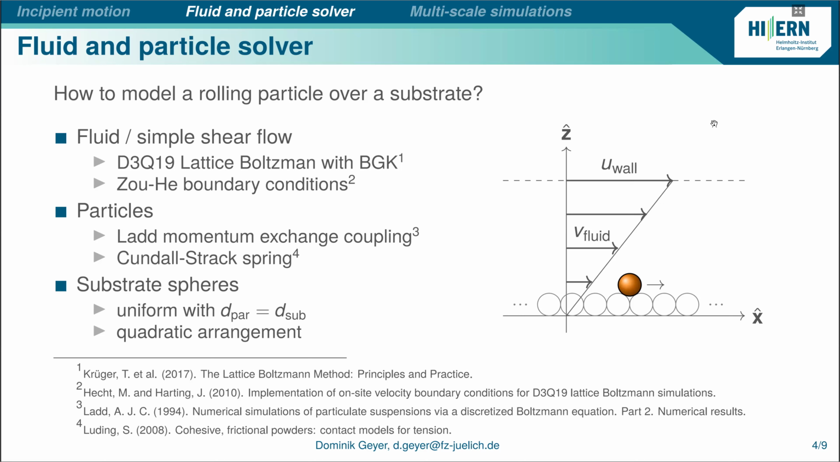We have the particles coupled by the momentum exchange coupling by Ladd. And we implemented a Cundall-Strack spring to implement the friction between the particles. And as I already told you, the substrate is uniform, so the particle radius of the substrate and the moving particle is the same, and as you saw before, they are quadratically arranged.